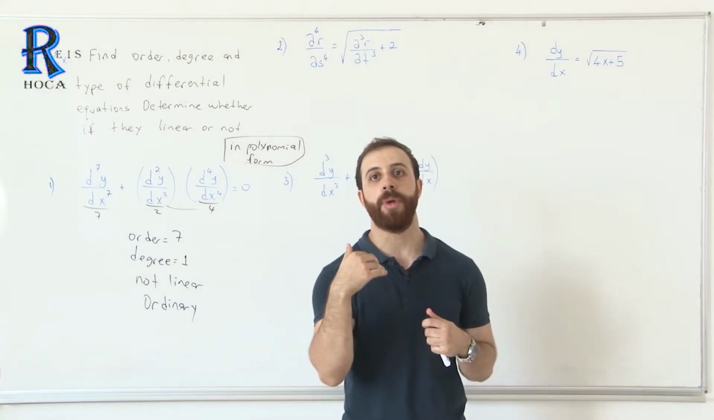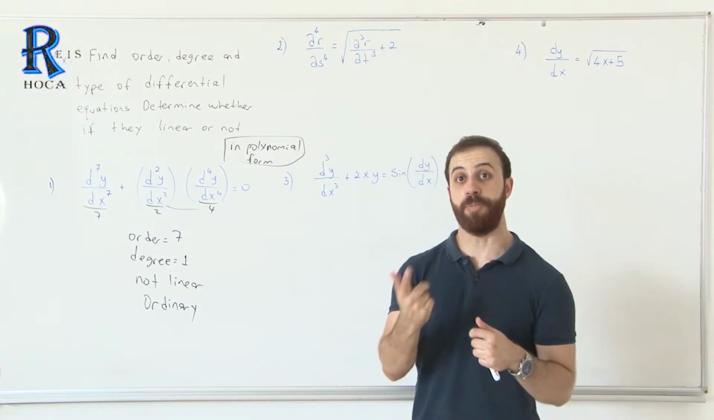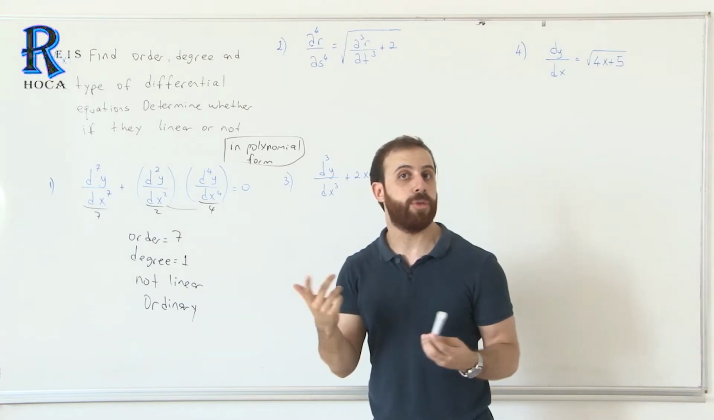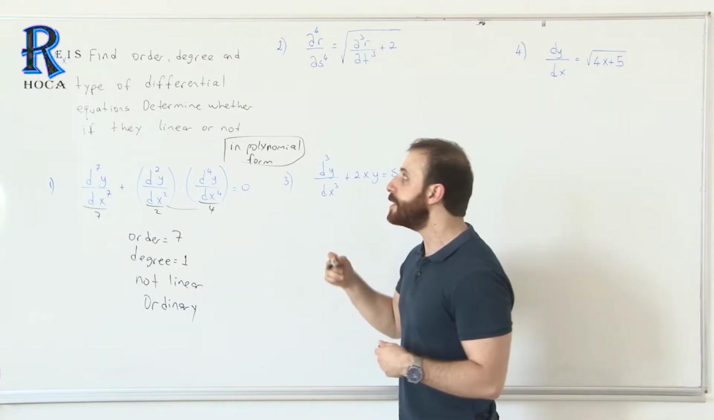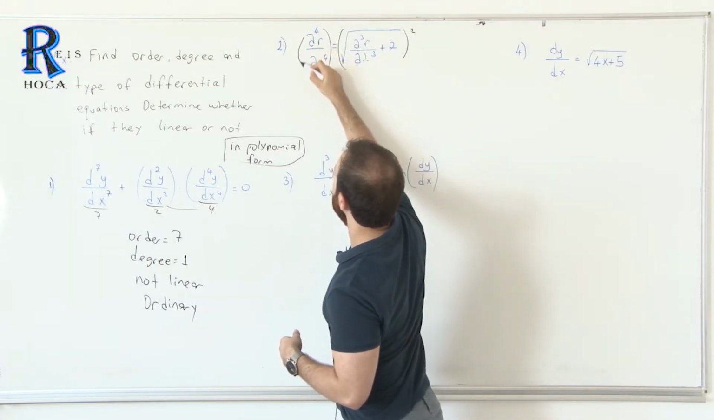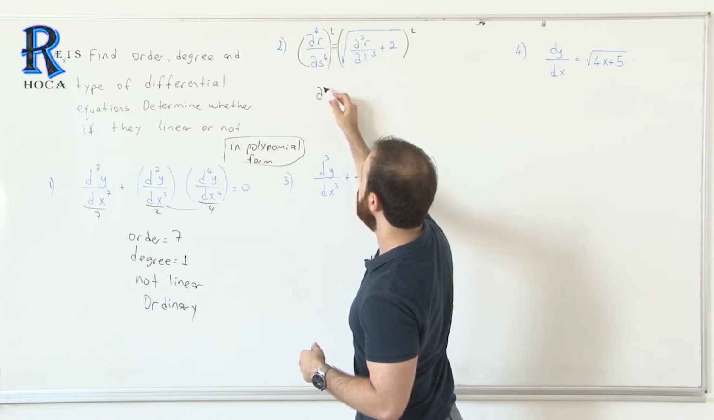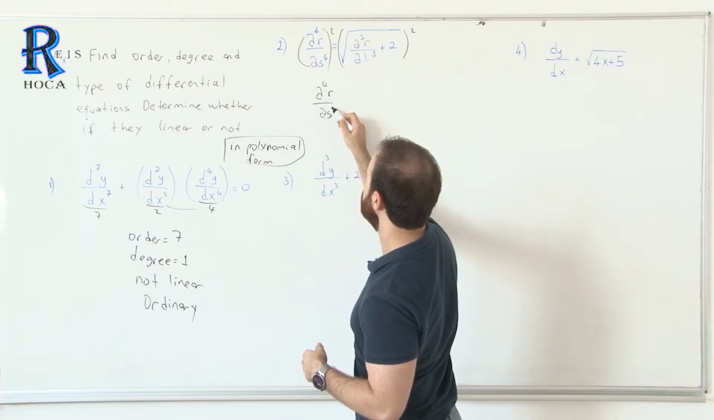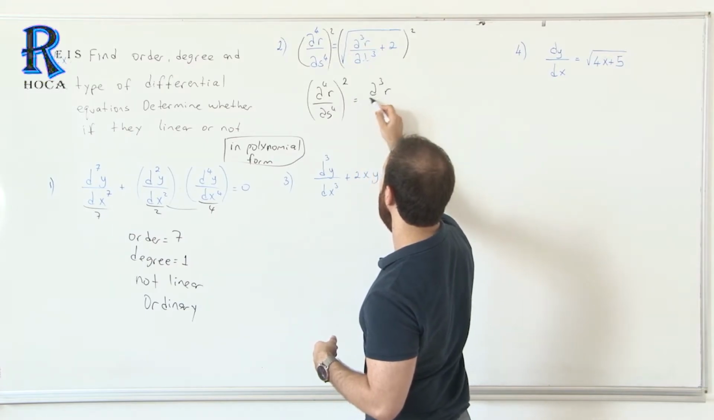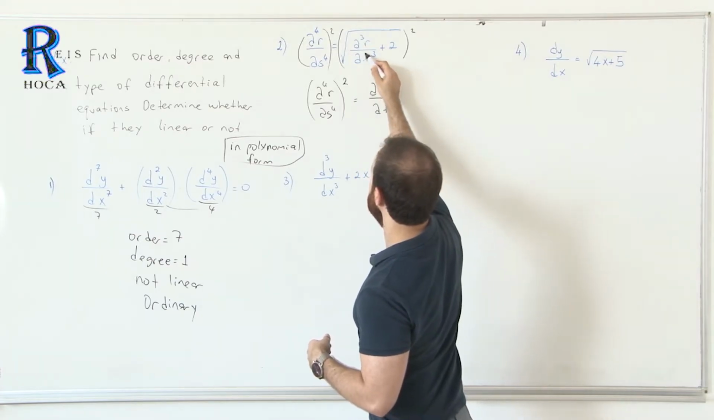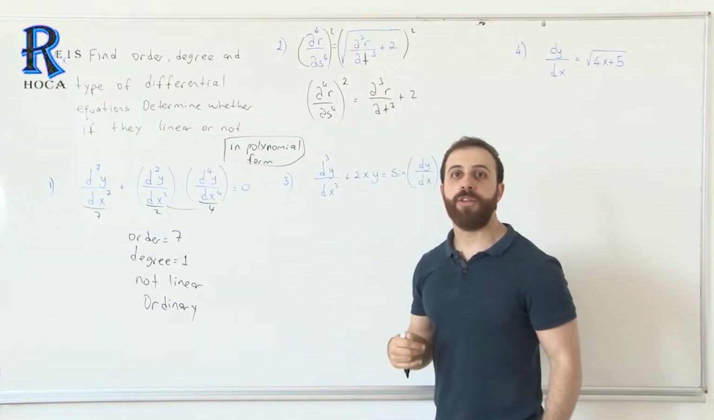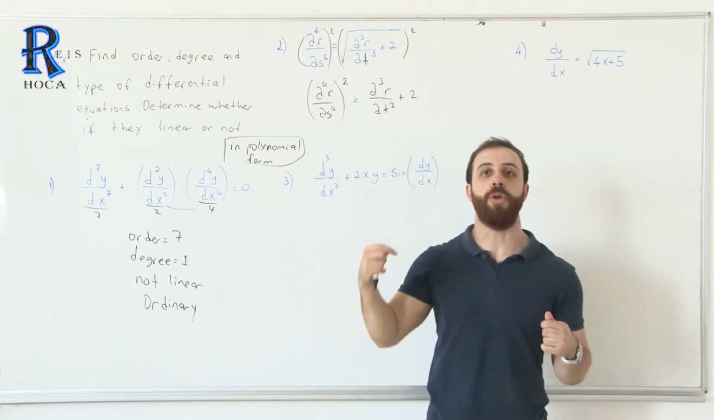And the second one, if you want to mention degree, the equation must be in polynomial form with respect to derivative. Here, square root, we know that is to the power of 1 over 2, this is not polynomial. That's why let's take the square root of both sides. It will be d^4 s over dt^4 squared and d^3 r over dt^3 plus 2. Now we can talk about degree because this is in polynomial form.